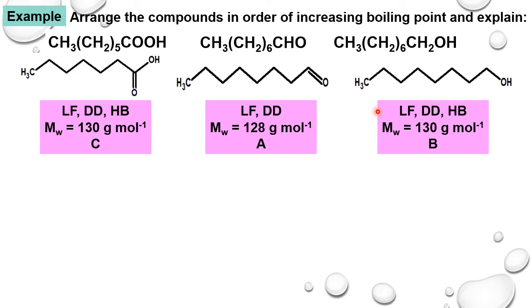So, awak tentukanlah type of intermolecular force. So, pada carboxylic acid, dia ada London forces, dia ada dipole-dipole, dia ada hydrogen bond. Tapi yang awak akan ceritakan adalah the most significant intermolecular force, which is hydrogen bond dekat sini.